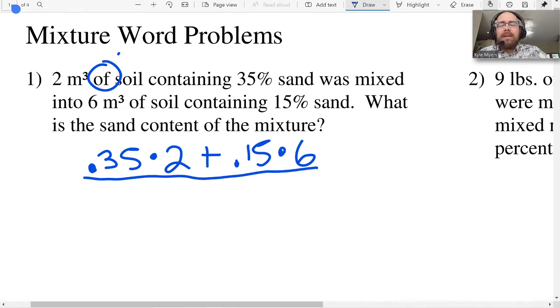Well, the total amount would just be 2 plus 6. That's the total amount. If you're going to mix 2 things of soil with 6 things of soil, you're going to have 8 things of soil, right? So there it is. It's not really an equation. It's really just, we got to do the math now.